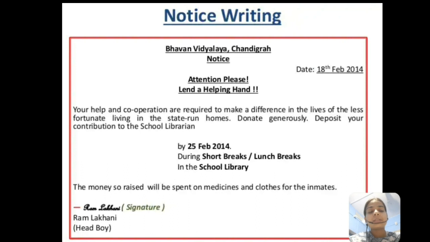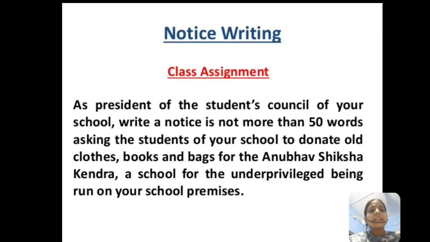I hope you have understood notice writing very well. Now, I have an assignment for you which you should do by yourself in your fair copy. As president of your school's council, write a notice in not more than 50 words asking the students of your school to donate old clothes, books and bags for the Anubhav Shiksha Kendra, a school for the underprivileged being run on your school premises. I hope you will definitely write the notice on this topic.